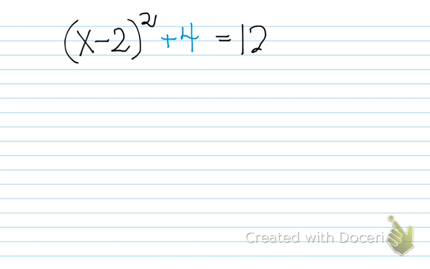Our final example is when the quadratic will equal a negative number. So if we have x minus 2 to the second power, there's a number behind it, plus 4, equals, let's suppose we have 6. Or let's say that we have 12, but negative 12.